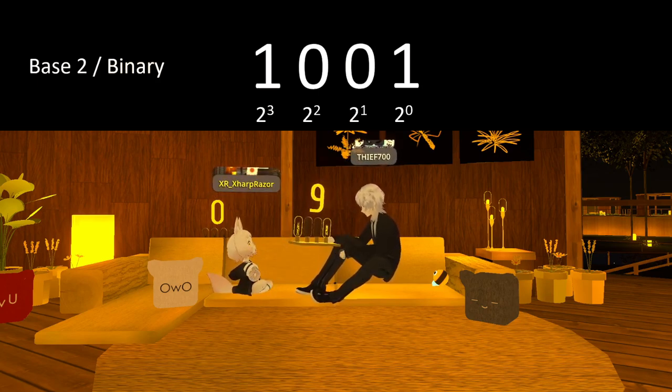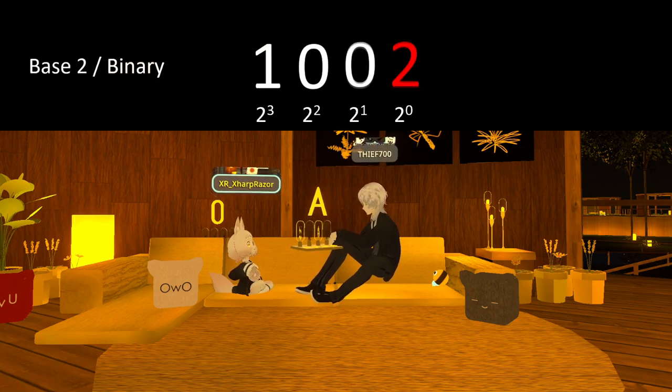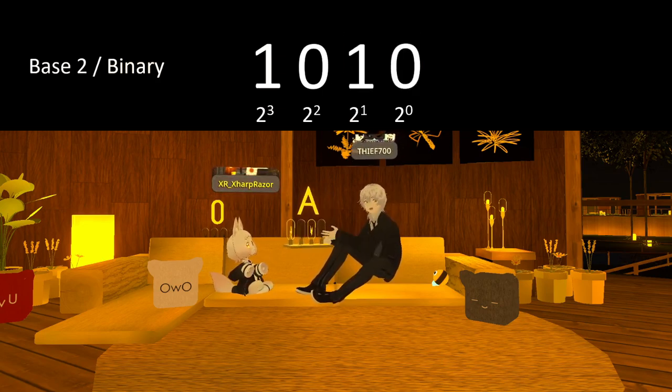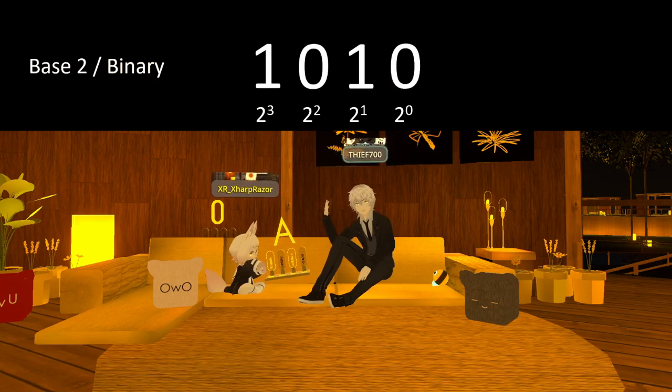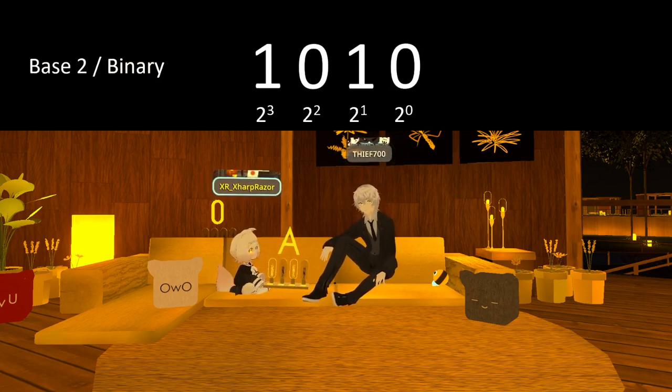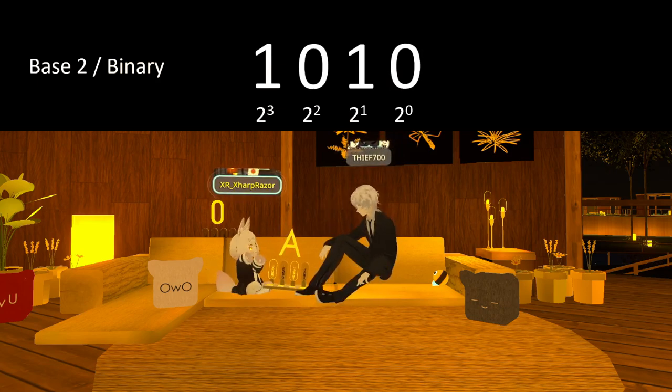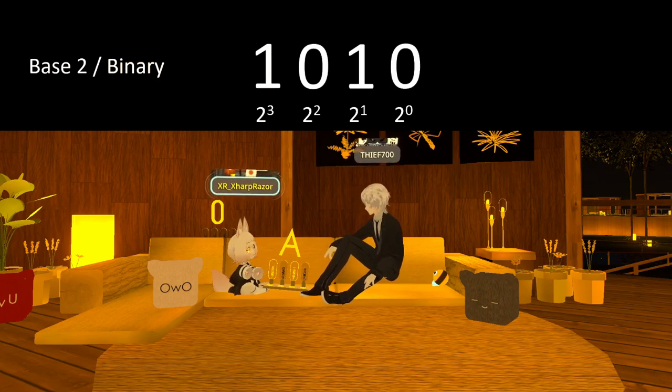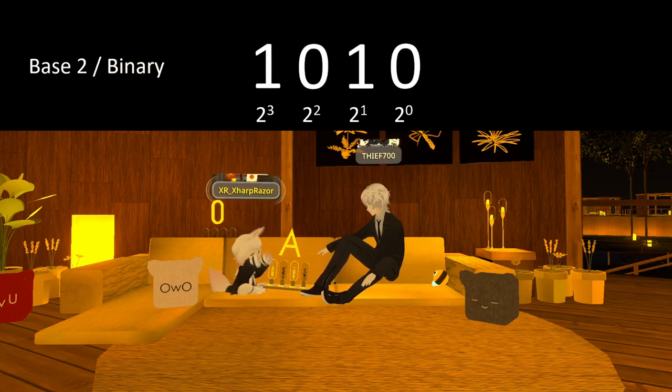8 plus 2, that's 10. There you go. Oh, I got it right! So A. In base 16, or hexadecimal, we started to use letters to represent something higher than 9. So if 10 is A, you can immediately guess what 11 is.